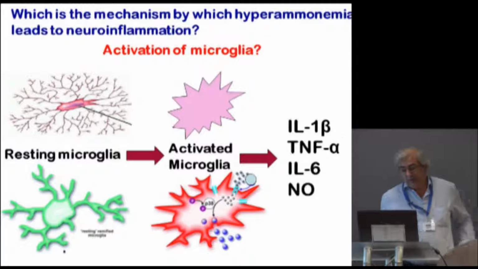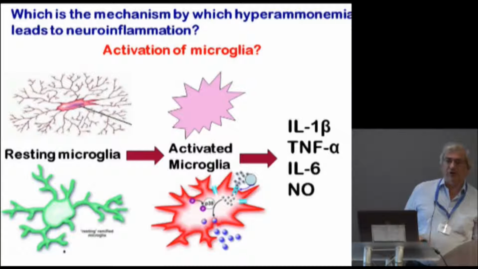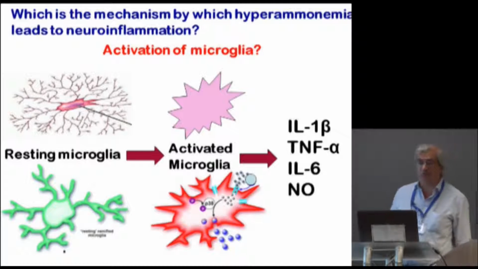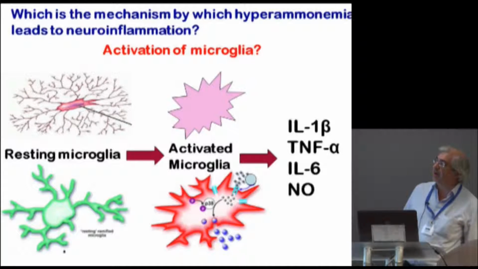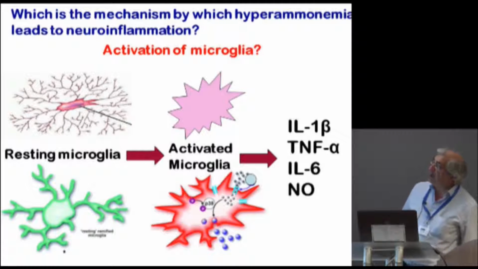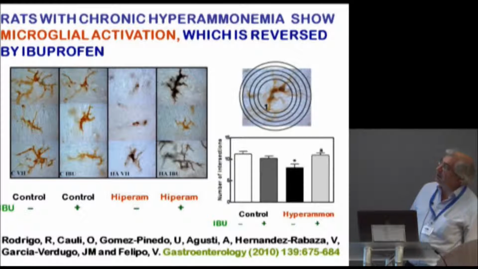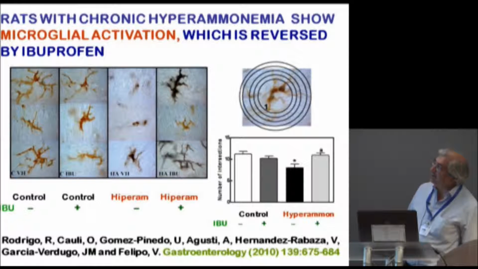Then we asked ourselves, what is the mechanism by which hyperammonemia leads to neuroinflammation? As you have heard during these days, one of the main mechanisms leading to neuroinflammation is activation of microglia, and this leads to a change from a ramified to an amoeboid form of microglia, which releases inflammatory factors. Then we analyzed morphologically if hyperammonemia leads to activation of microglia, and as you can see here, in rats with hyperammonemia without liver failure, microglia reach an amoeboid form, indicating that it is activated, and this is also restored by treatment with ibuprofen. Therefore, hyperammonemia induces activation of microglia, which can be reversed by treatment with ibuprofen.